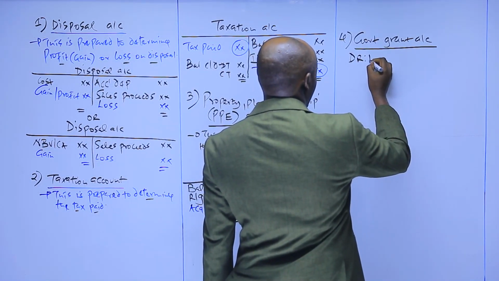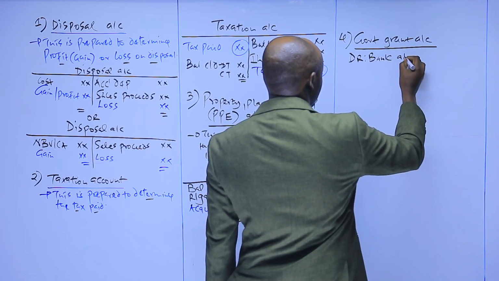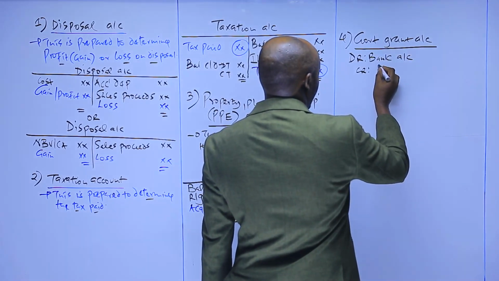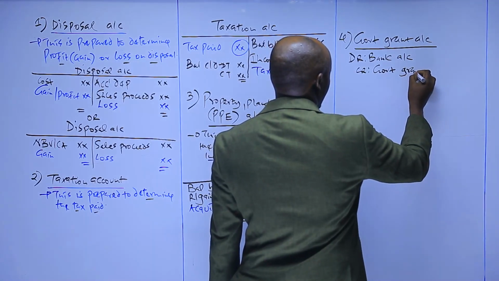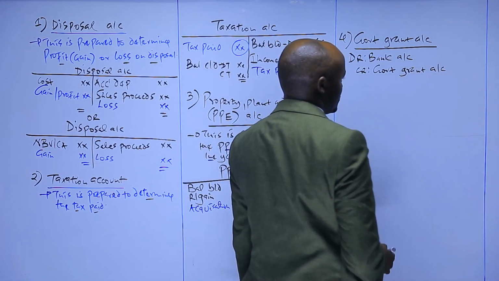Now, such government grant, once received by the company, how does the company account for such government grant? The company will debit the bank account, the amount of money received, and then it will be credited in an account which is called the government what? A grant.